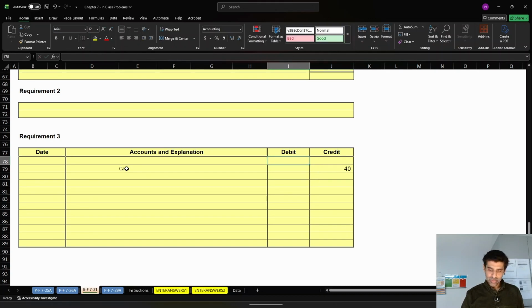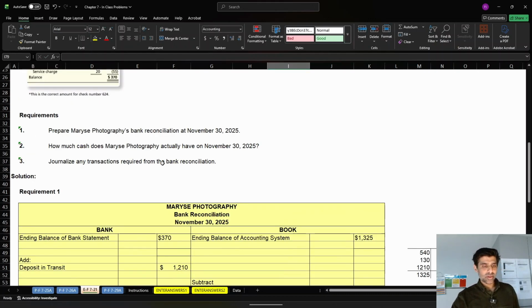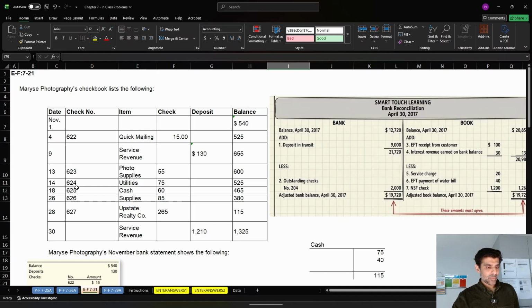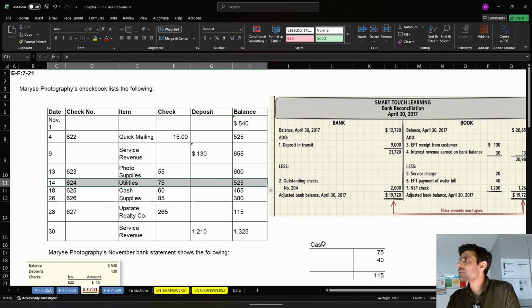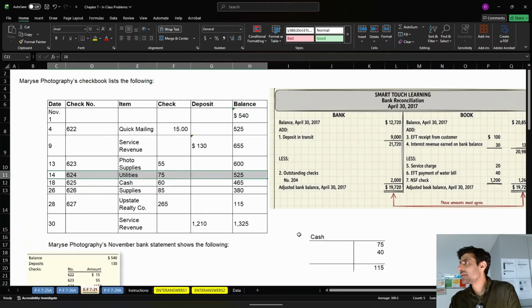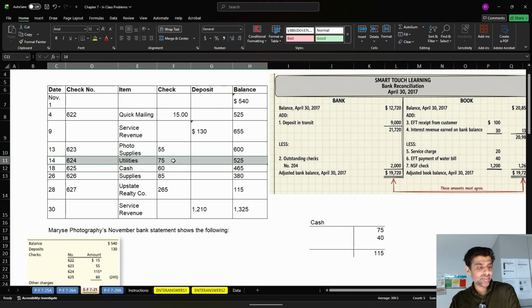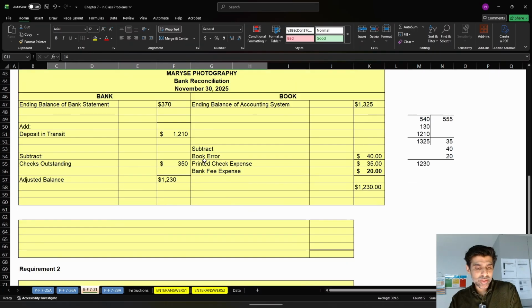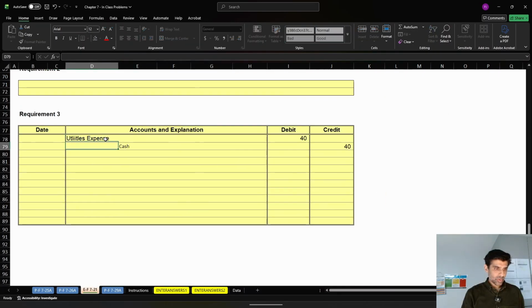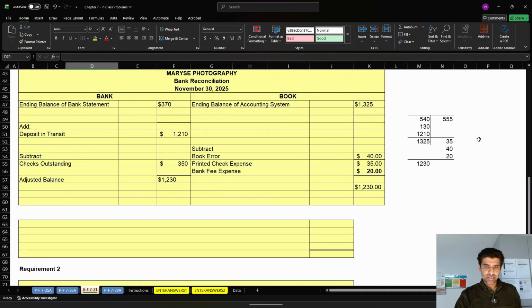What should my debit be? What do you think? What was this for? So if we look back up here, it was to correct this. So what should we make the debit? Utilities, right? Utilities expense, probably. Yeah, because it's not a payable. This is actually us writing the check to pay it. So this is going to be utilities expense. Okay, so now this first one is accounted for.